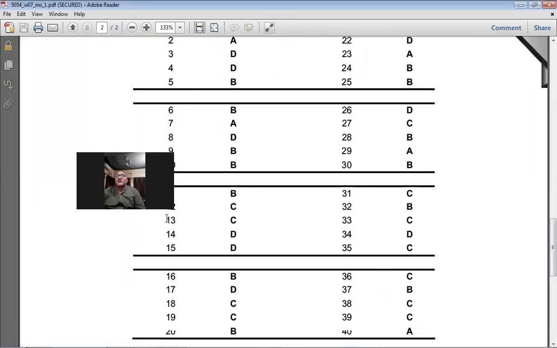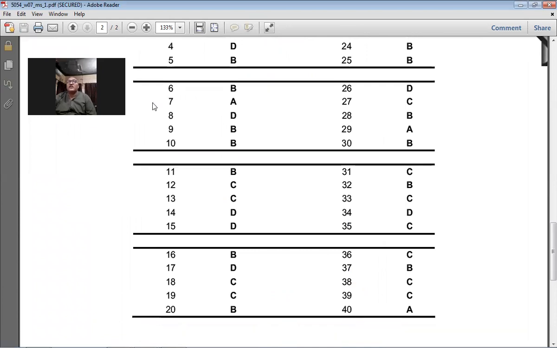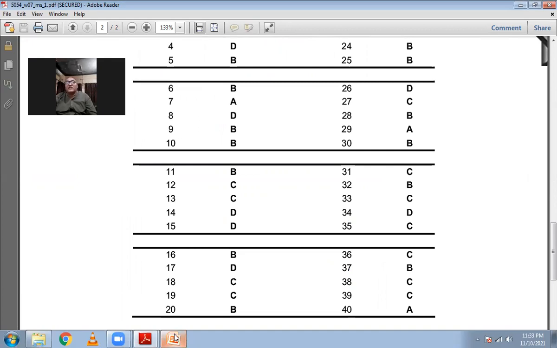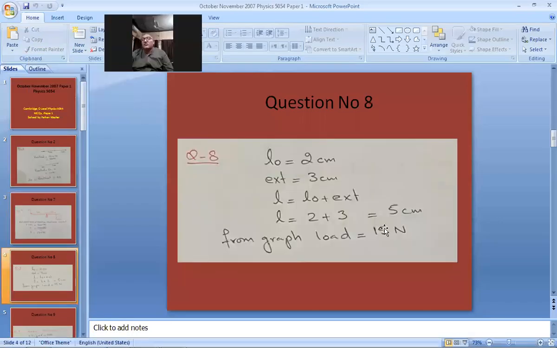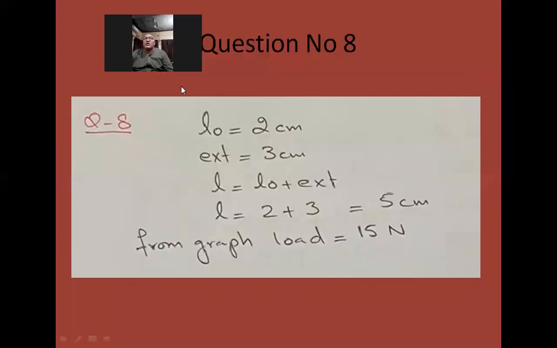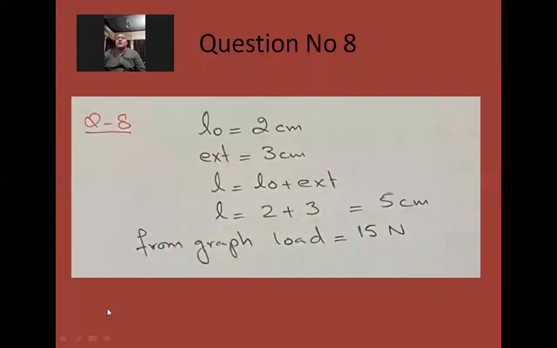Let's check. Question number 8, D looks the right answer to us. Question number 8, D is the right answer. Let me show you my work also. The L naught is 2 centimeter. When the load is 0, the length of the spring is 2 centimeter. The extension is 3 centimeter. So the L will be L naught plus the extension. So 2 plus 3 equals 5 centimeter.